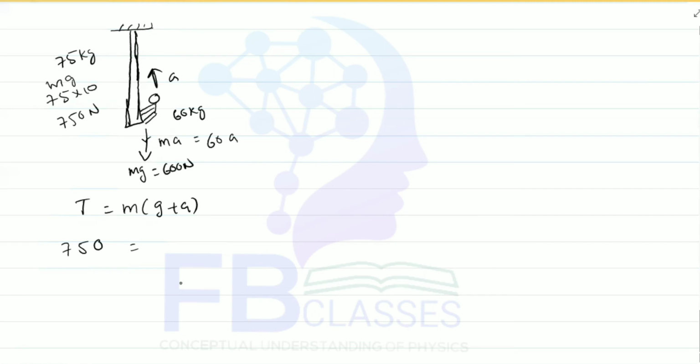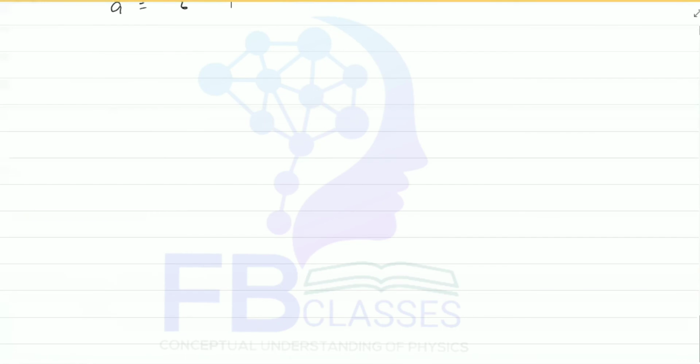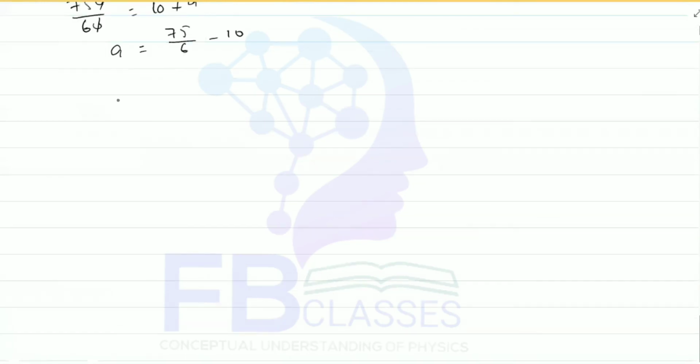Okay, see here now, the tension of 750 Newton will come. So 750 is equal to 60 into (10 plus a). So now 750 upon 60, the zeros get cancelled, that is equal to 10 plus a. So a is equal to how much, my dear? 75 upon 6 minus 10. So 75 minus 60 upon 6.